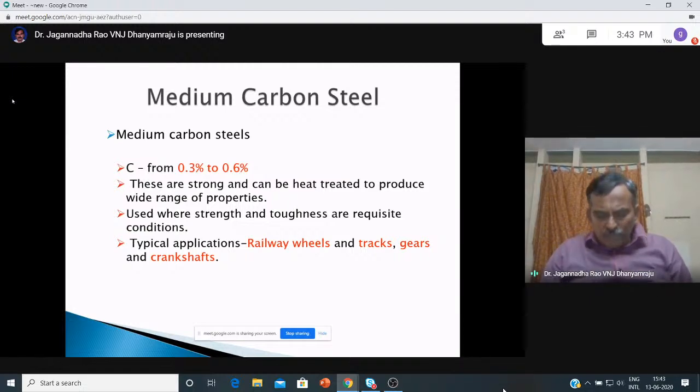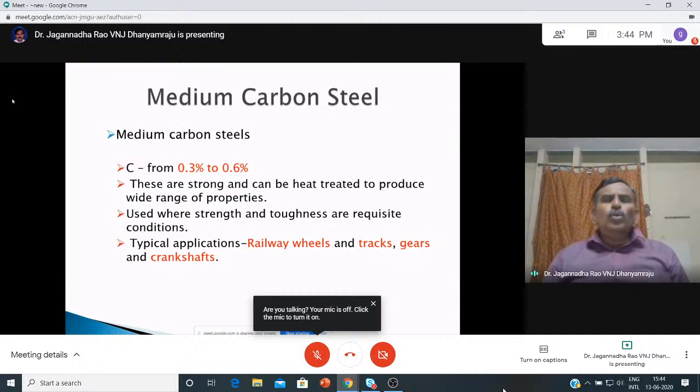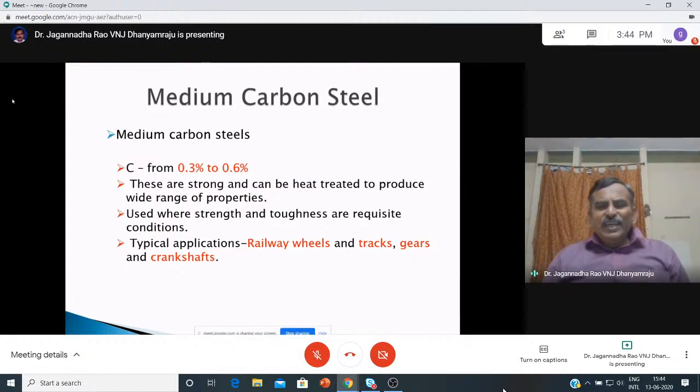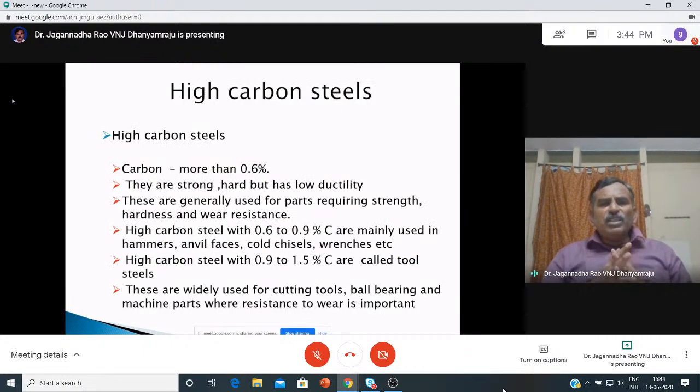And of course, these medium carbon steels are used as structural steels, right? So normally they are used as structural materials, right? Many structures are built of medium carbon steel, and machine tool guideways, all these stiffer parts are made of medium carbon steels, and railway wheels, tracks, gears, crankshafts, all are made by medium carbon steels. Now, high carbon steels.